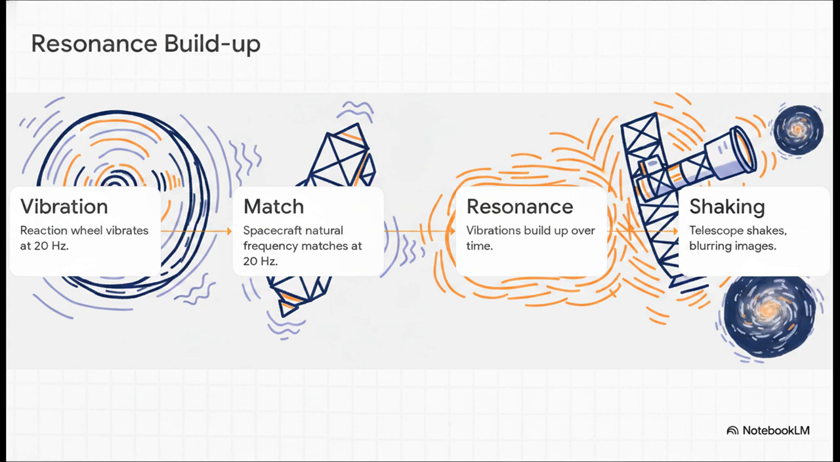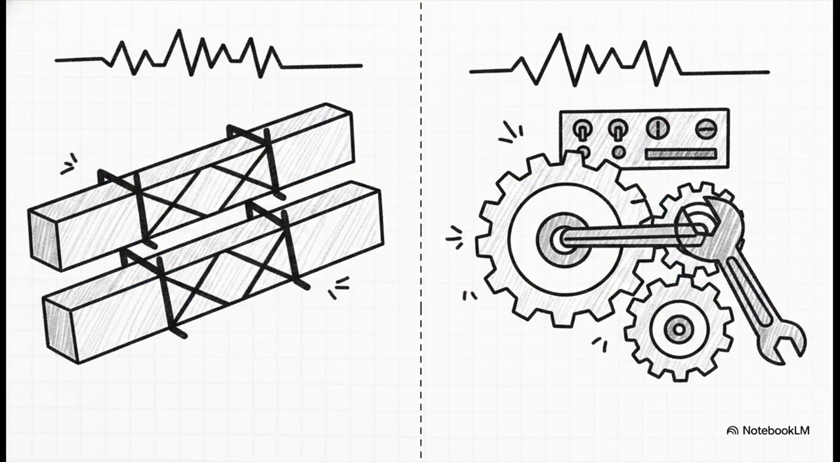Think of it like a mini space thriller. Deep inside a billion-dollar spacecraft, a spinning reaction wheel develops a tiny vibration at 20 Hz. Now, unfortunately, the spacecraft's physical structure happens to share that precise 20 Hz natural frequency. Because they match perfectly, resonance builds. Every single rotation pumps more energy into the structure until the whole spacecraft is violently shaking, blurring the telescope and totally compromising the mission. So how do we save the mission?